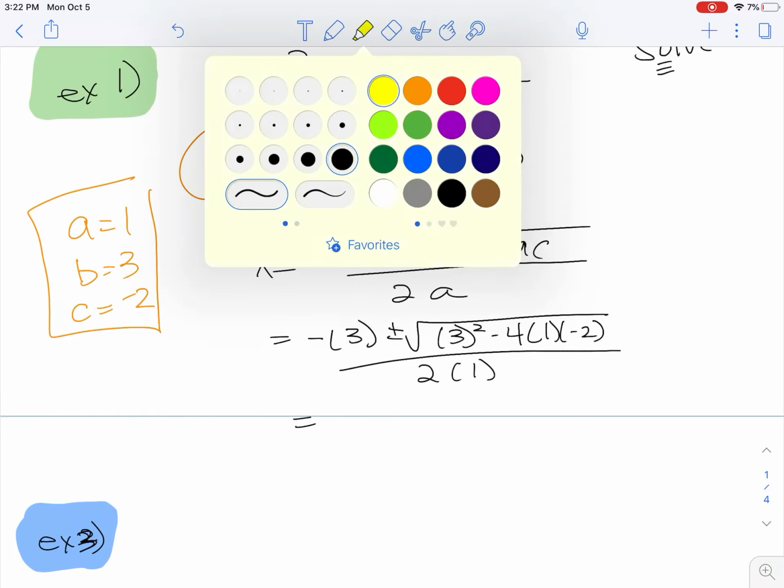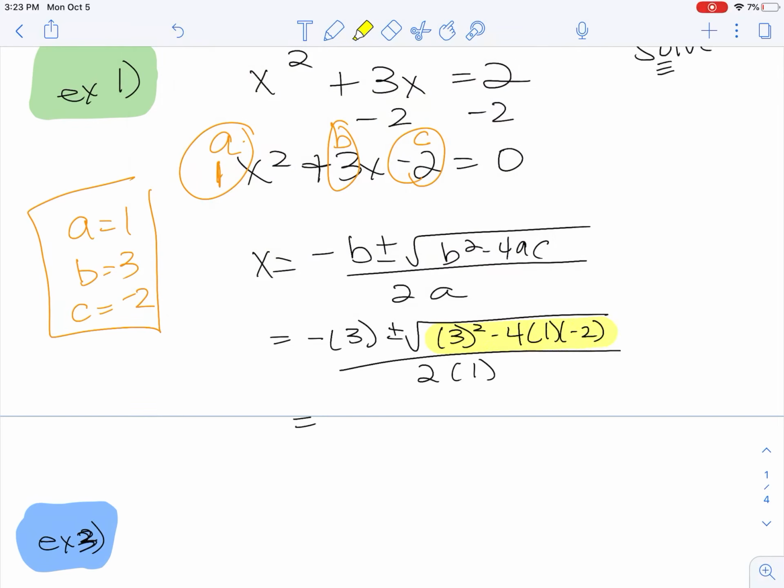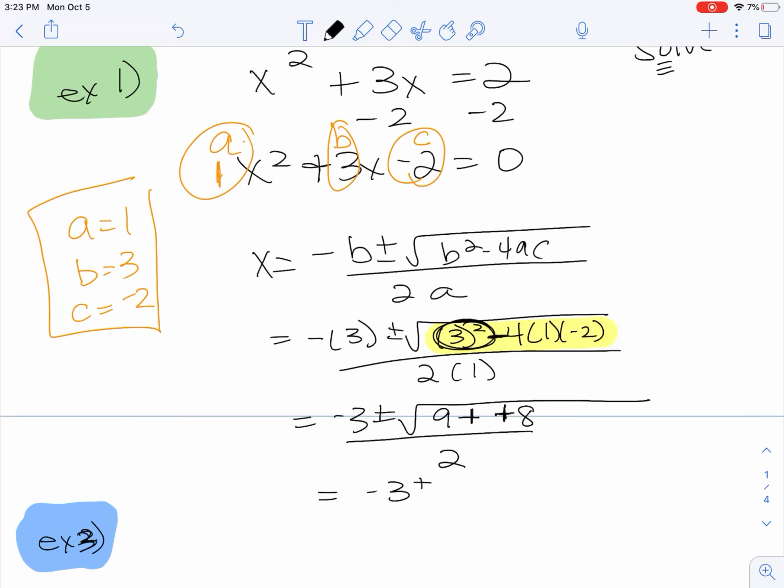Go ahead and do what's inside that root first, okay? So negative 3 plus or minus the root of, this becomes 9 minus 4 times 1 is 4 times negative 2 is negative 8. So that's our plus or minus. And then put everything over 2. So we get negative 3 plus or minus the root of 17 over 2. And that is our answer and we've got 2 answers for that.